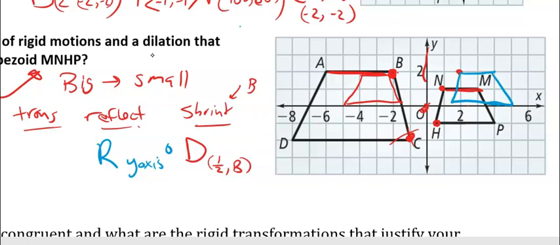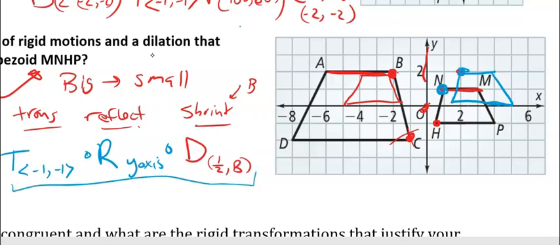I now need to translate it so that the blue one is on top of the other one. If I do that, that is going to be a translation, where I'm going to match up this point with this point. So how much left and how much down did I go? Left 1, down 1. And there you go. This is one of the infinite proofs that you could have done to prove that the big figure is similar to the small figure.